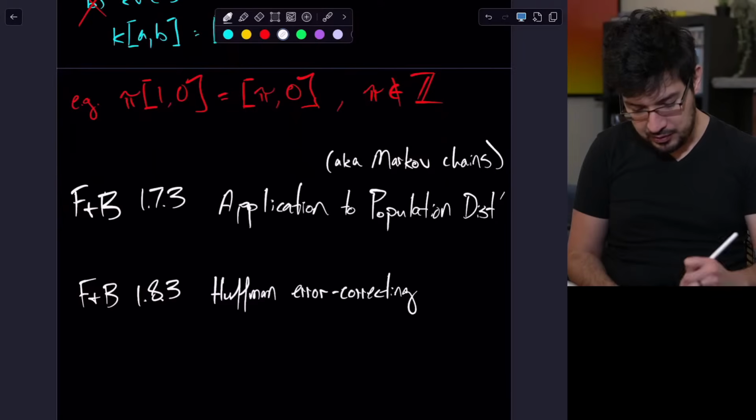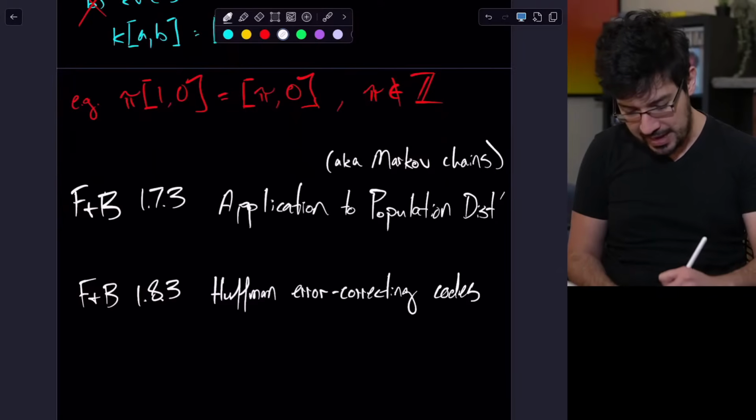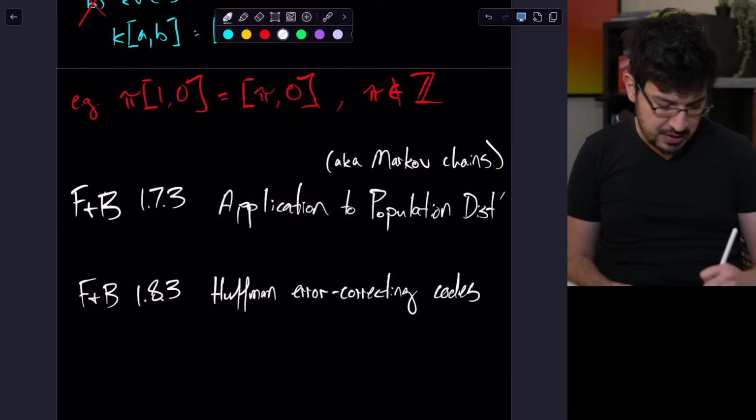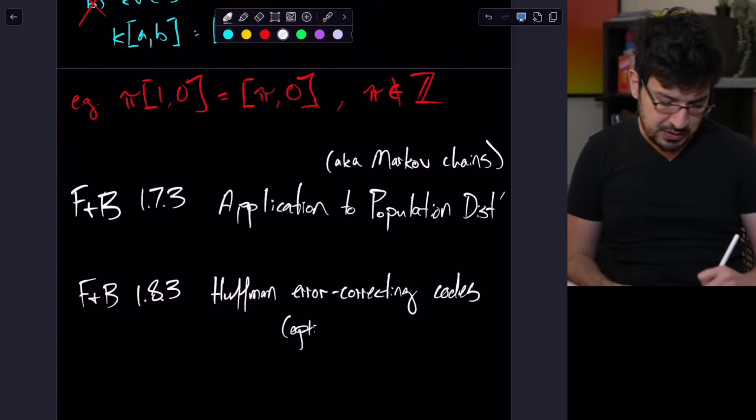And this was all new concepts to me. My class did not do these optional sections, so it's really cool for me to be learning this stuff now.